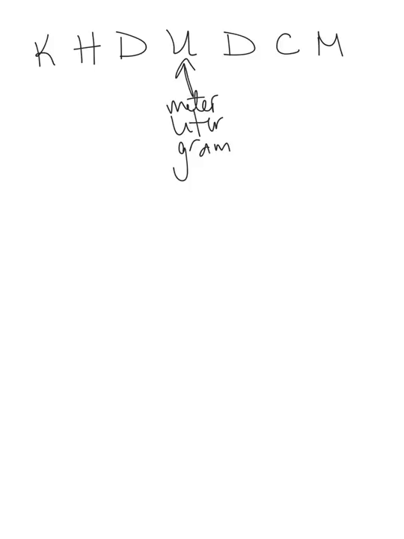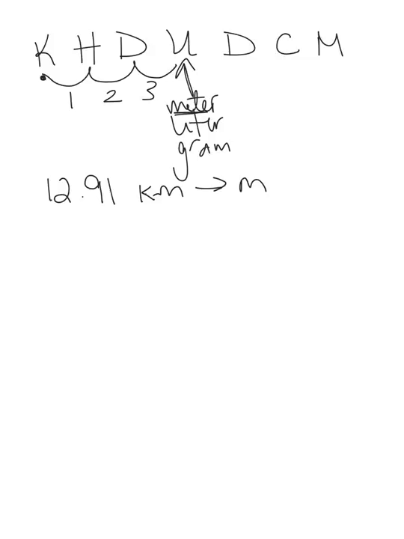Now, let's just say we want to convert 12.91 kilometers into meters. How do we use this little chart? Well, here's kilometers. This is our starting point right here. We want to get to U, which is our unit, meters. We're going to look and see how many places we jump. 1, 2, 3. That is 3 jumps to the right. So we're going to take our decimal point and move it 3 places to the right. 1, 2, 3. So our new number is 12,910 meters.